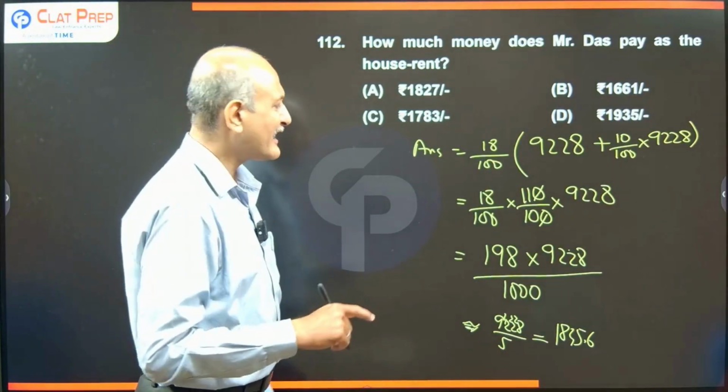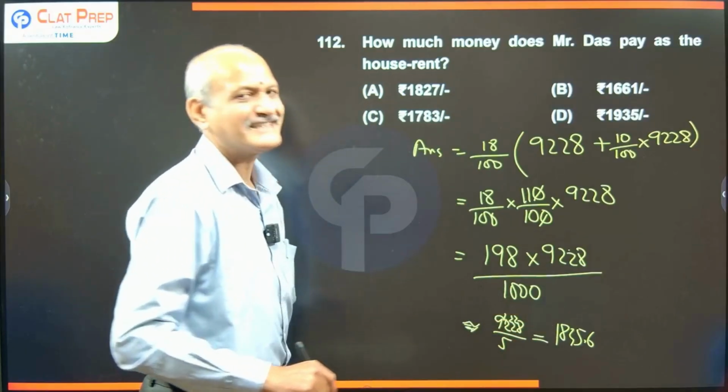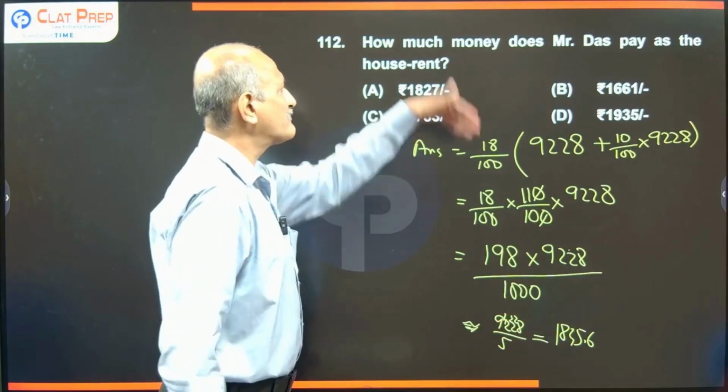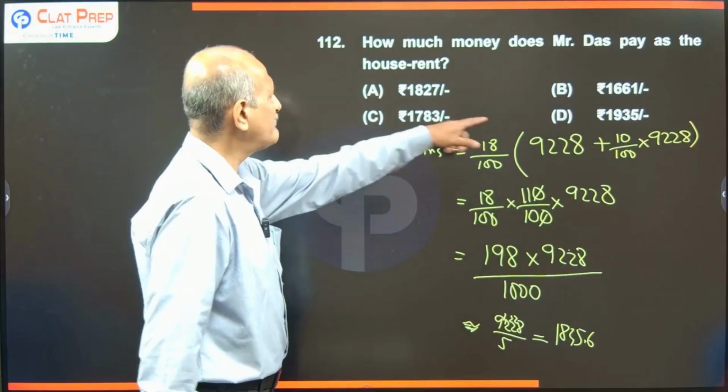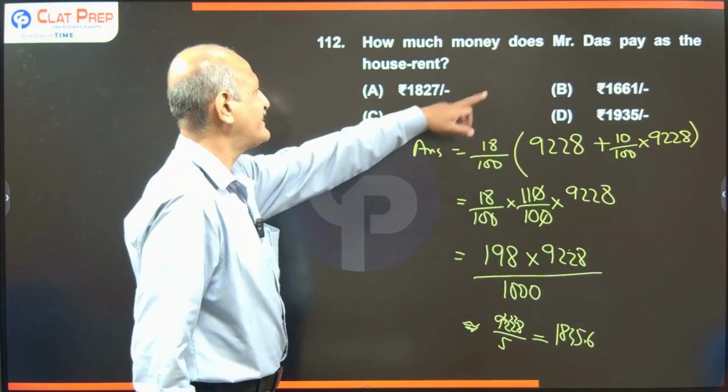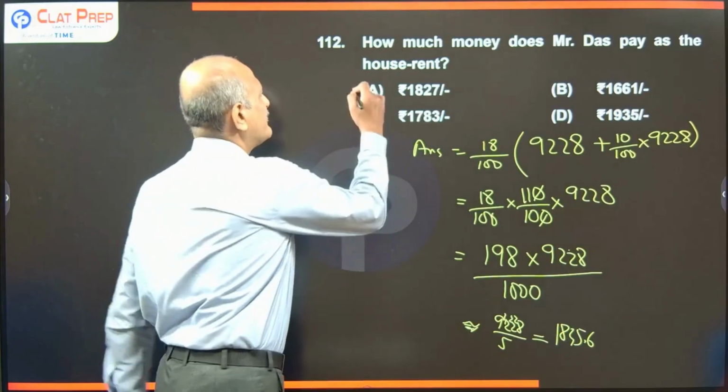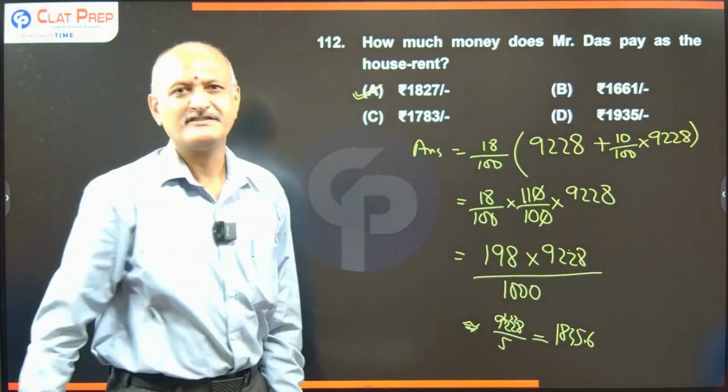So what should be my correct answer? It should be something slightly less than 1845. Look at the options, slightly less than 1845. Observe, 1900s, no, 1700s, no, 1827. That's it. Option A is the answer to this question.